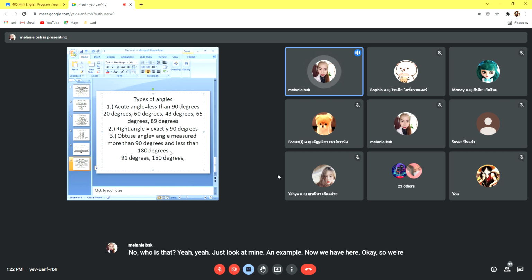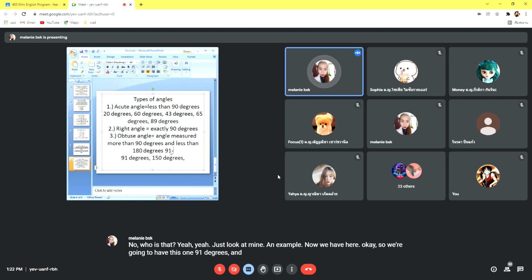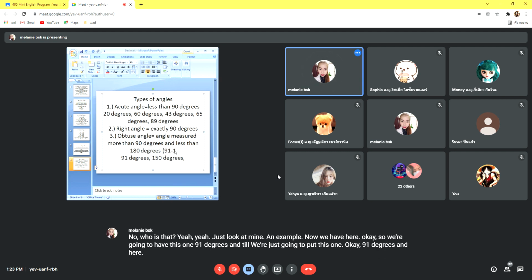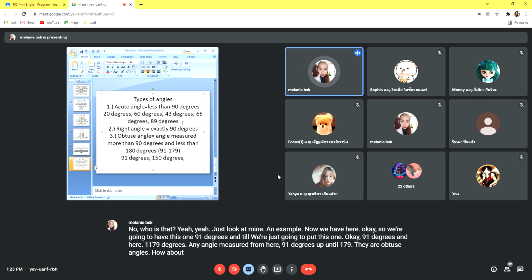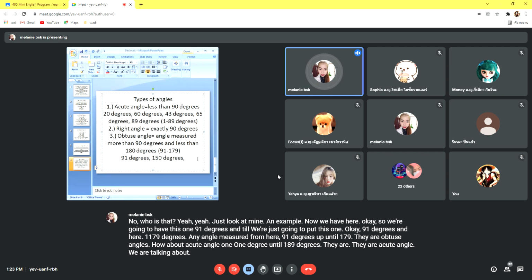Okay, so we're going to have this one. 91 degrees until 179 degrees. Any angle measured from here, 91 degrees up until 179, they are obtuse angles. How about acute angles? From 1 degree until 89 degrees, they are acute angles. We are talking about degrees, children, okay?